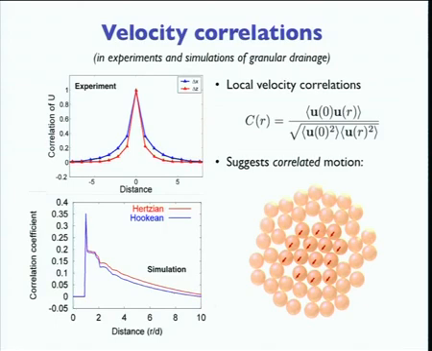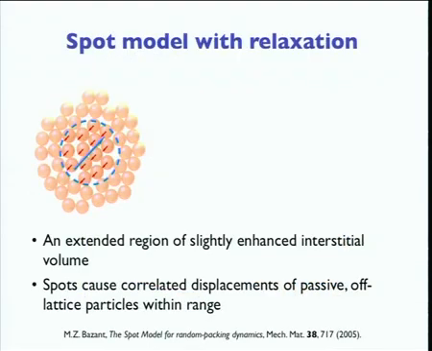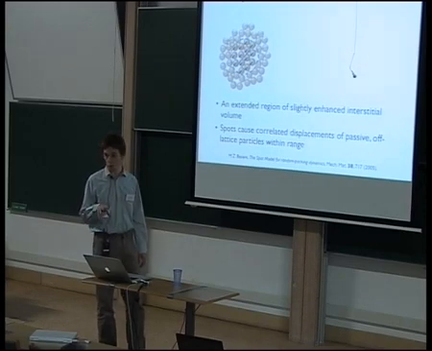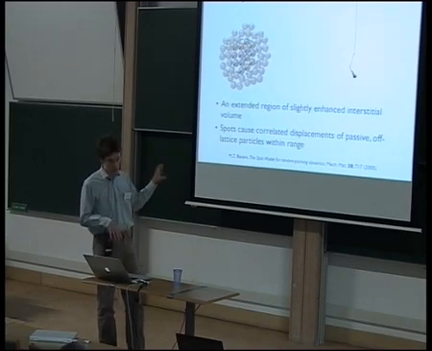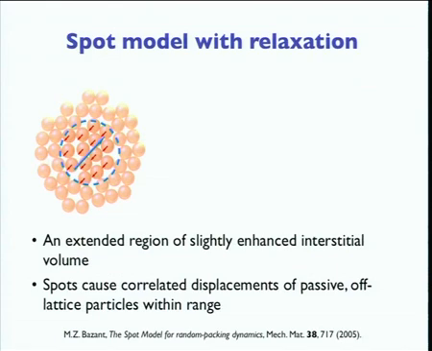A single particle can't move by itself because it's too geometrically constrained by its neighbors. It would have to flow in some kind of cooperative fashion with its neighbors. My previous advisor came up with the idea that we can introduce some object, which he called a spot, shown by this blue circle, that would move through a flow and cause these correlated motions to occur.